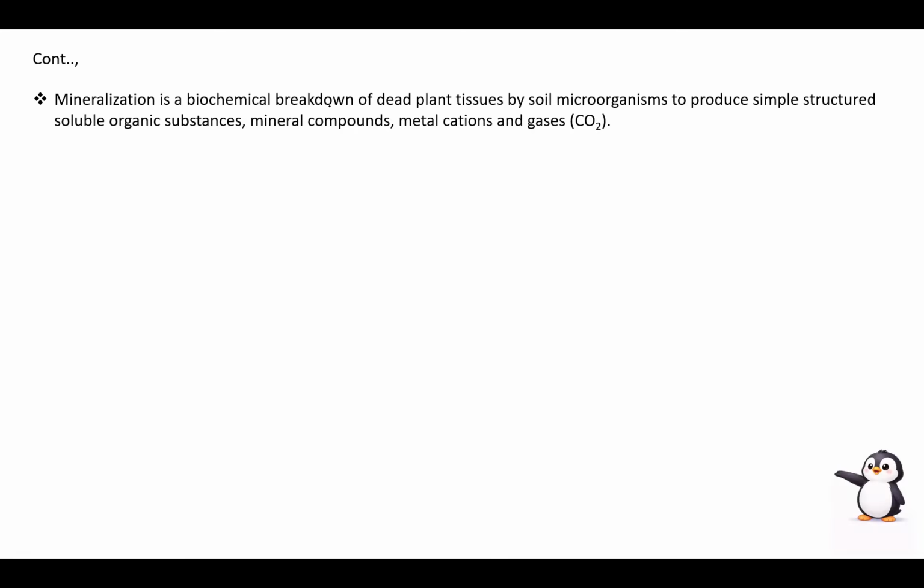It is nothing but the biochemical breakdown of dead plant tissues by soil microorganisms to produce simple structured soluble organic substances, mineral components, metallic cations and gases like CO2. So what will happen? The complex dead plant material will break down into simple compounds. Then whatever minerals, whatever cations like calcium and magnesium, will be released, and they will be used by our crop plants. So this is your simple glimpse of mineralization.